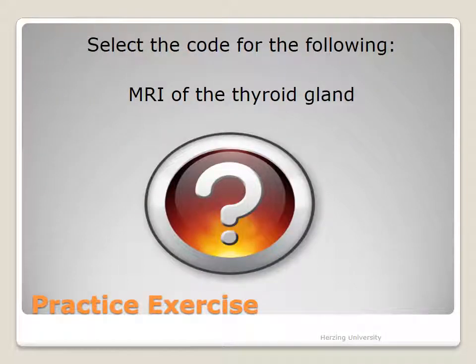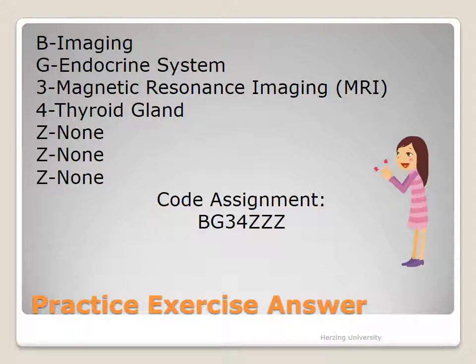Okay, let's do a practice coding exercise. Select a code for the following: MRI of the thyroid gland. And the answer is BG34ZZZ. B for imaging, G for endocrine system, 3 for MRI, 4 for thyroid gland, Z for none, Z for none again, and Z for none for the qualifier.